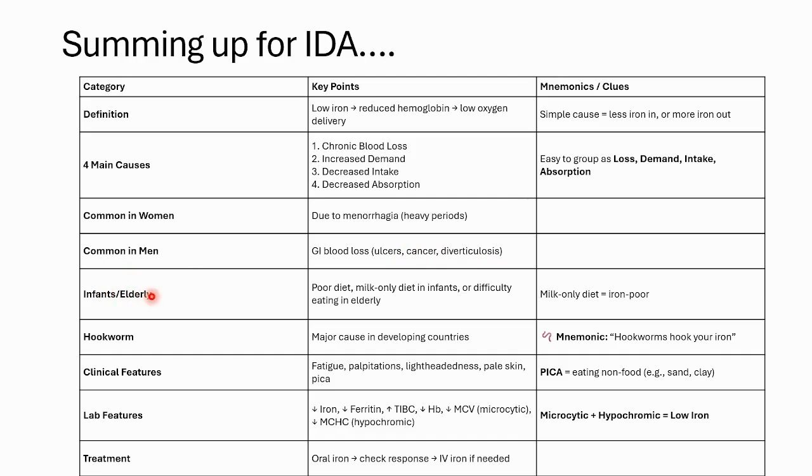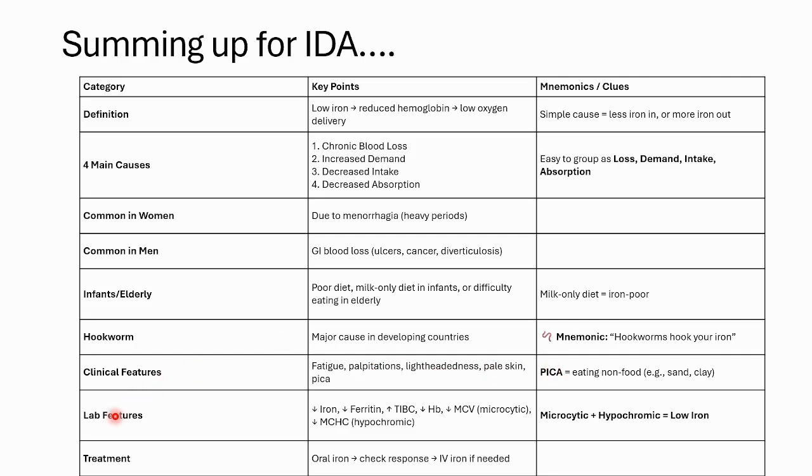And talking about infants or elderly, it may be because of a poor diet or milk-only diet in infants, or difficulty in eating in elderly. And I said the phrase, hooking up your mouth with an iron spoon can cause anemia. So hookworm infestation is a very common cause in developing countries. And talking about the clinical features, this is a very obvious feature since there is blood loss. So the patient is fatigued, has palpitations, lightheadedness, pale skin, and also pica, where they crave to eat sand or clay.